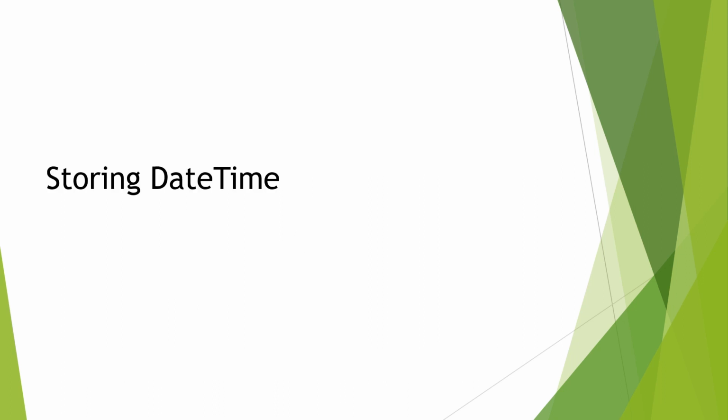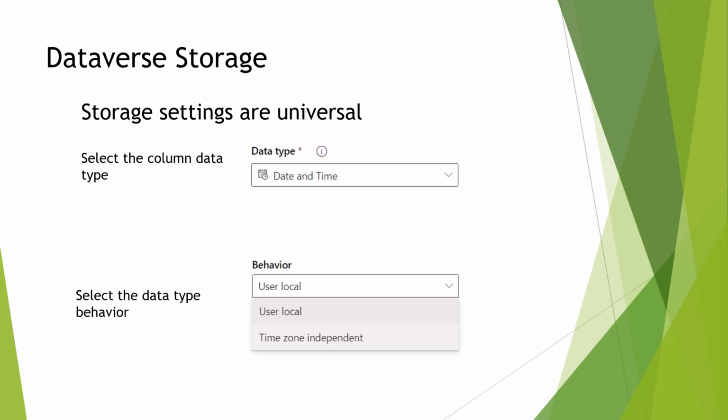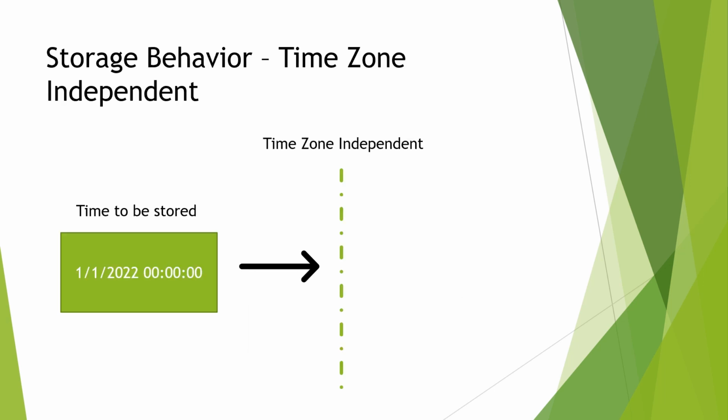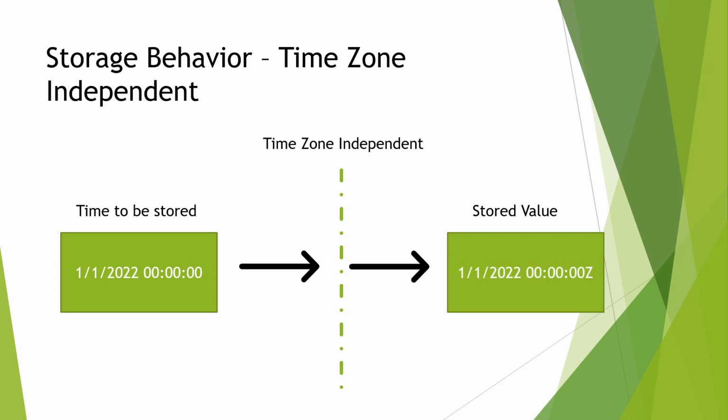Let's start with how data is stored. When you add a date-time column to a table, the advanced option settings allow you to choose if you want the data to be stored as user local or time zone independent. User local is the default. Time zone independent means store this value as the exact date and time I submitted. It will make no calculations in the storage layer.